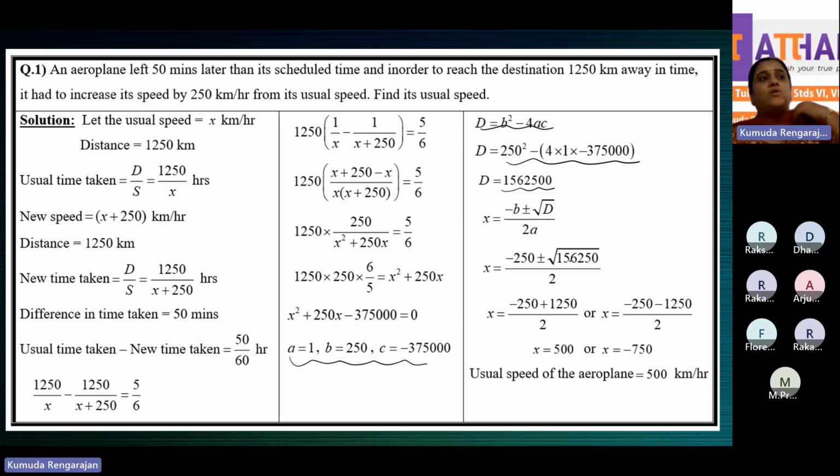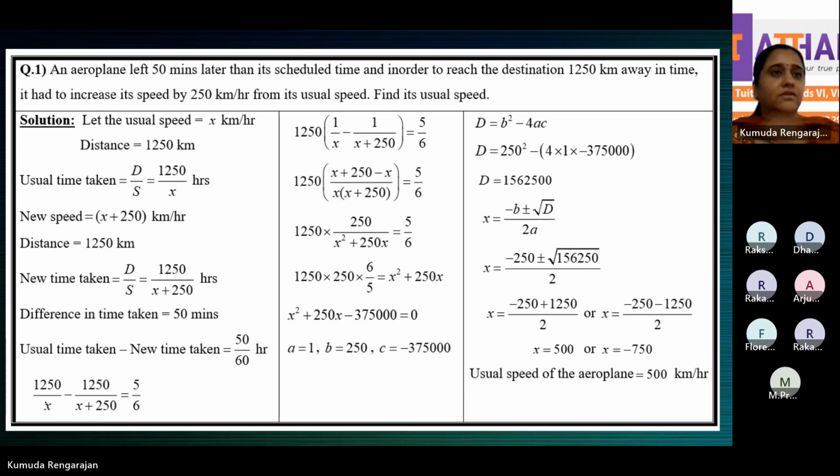Do you know how to find the square root of a number? We'll recall that from 8th standard. We'll see that. And the square root of this number is 1250. And then plus minus. So we have two values, 500 and minus 750. But x cannot be minus 750 because speed cannot be negative. X is the speed and speed cannot be negative. So therefore, the speed is 500 kilometers per hour. All right.